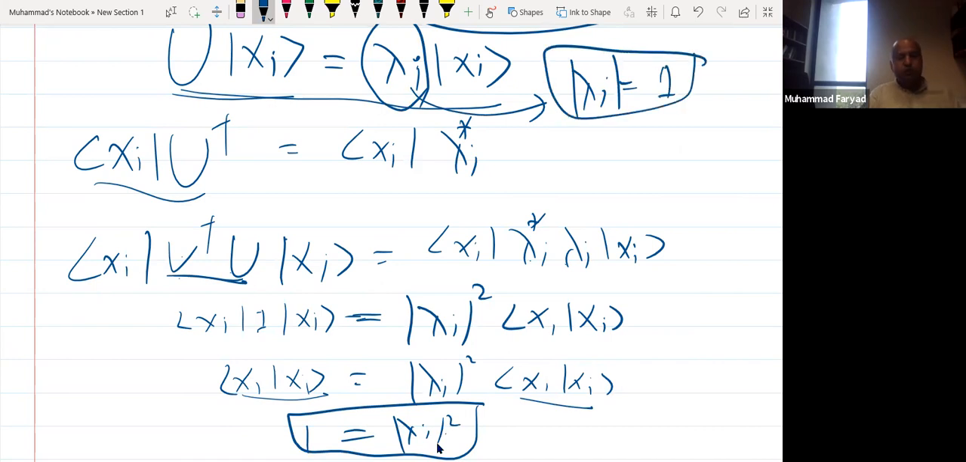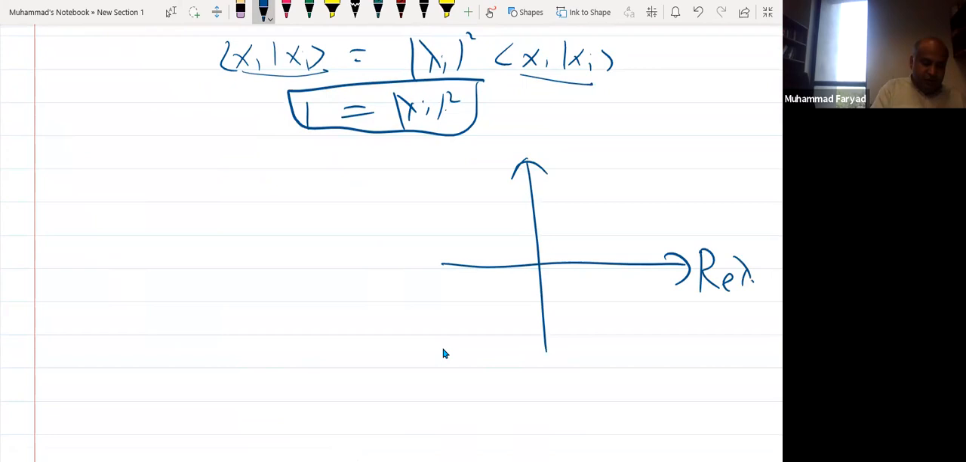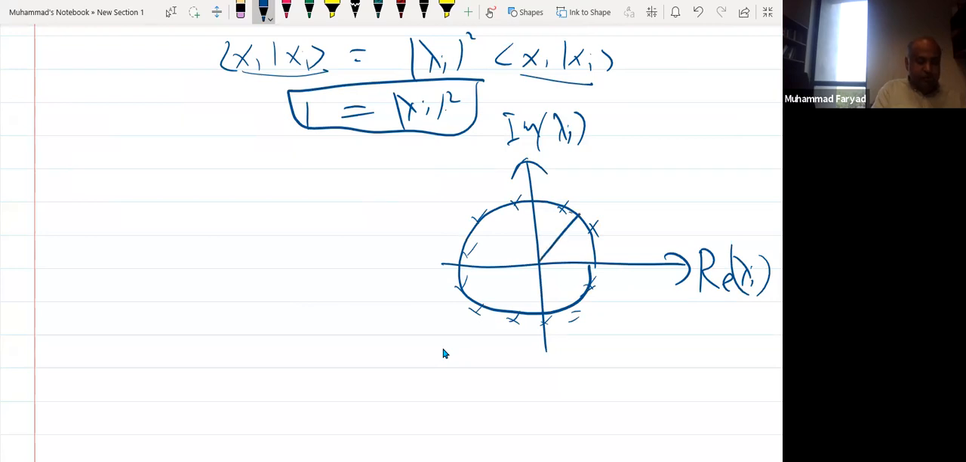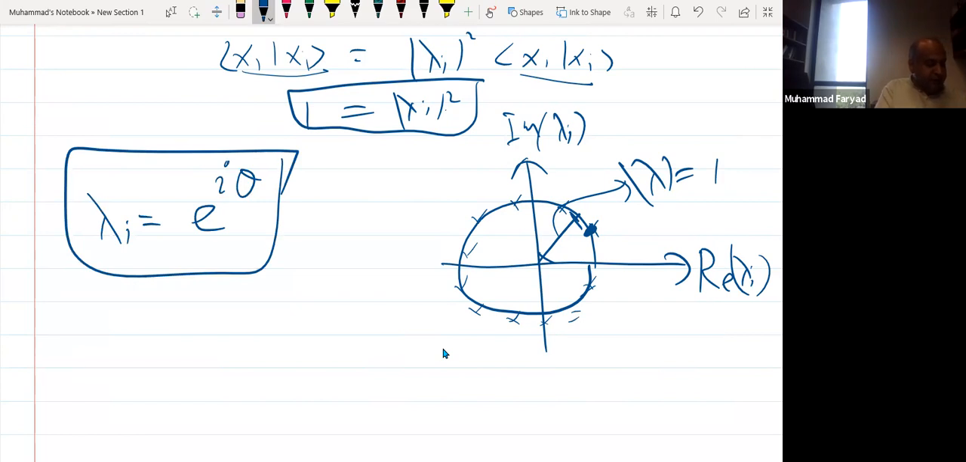Not the value is 1, but the magnitude is 1, which means that if I have a plane and I plot the real and imaginary parts of lambda i on it, the eigenvalues will fall on the circle with unit radius, because the magnitude of any such lambda is 1. So this is the condition that these lambdas have to satisfy, which also means that if I write this lambda i in polar form, since its magnitude is 1, this is e to the power i times something. So this lambda i can be uniquely specified by this angle theta.